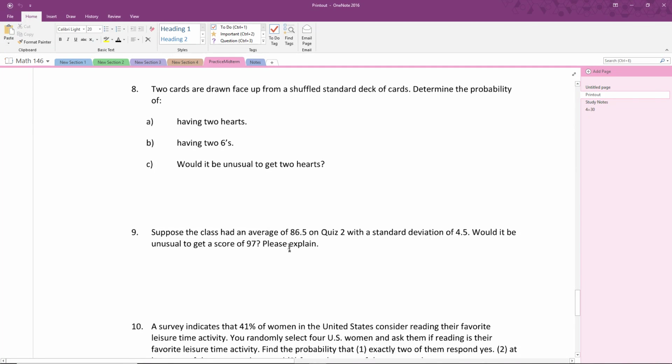I didn't do these. These are just too obvious. Suppose the class average is 86.5 and the standard deviation is 4.5. Would it be unusual to get a score of 97? Well, is 97 two deviations above? Well, 4.5 times 2 is 9. 86.5 plus 9 is still going to be less than 97. So yes, it is unusual.